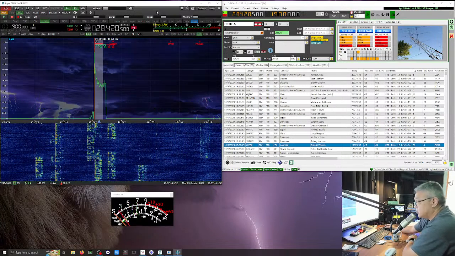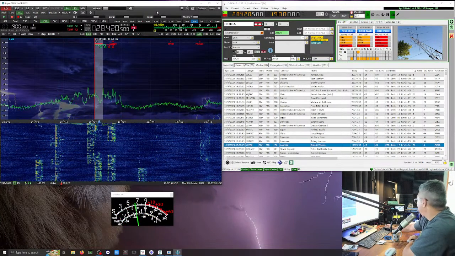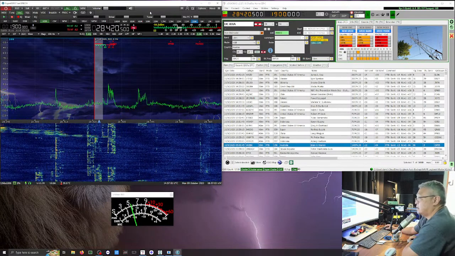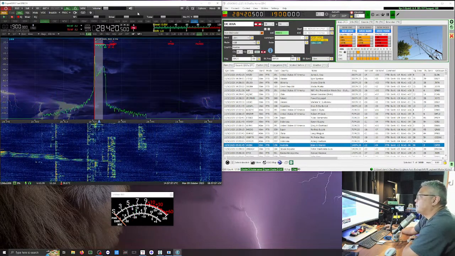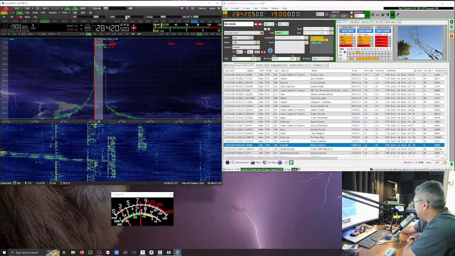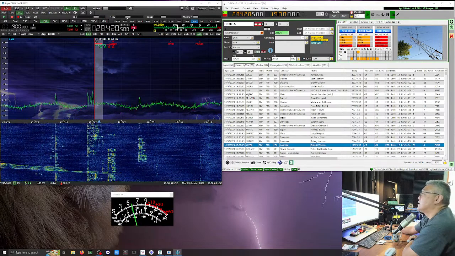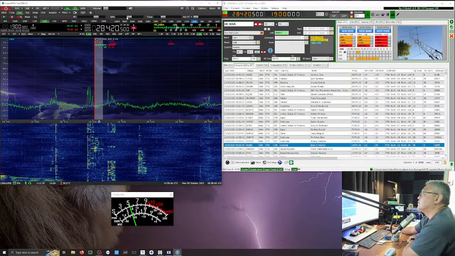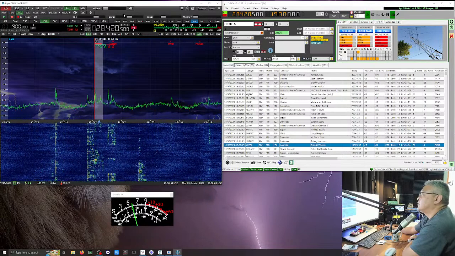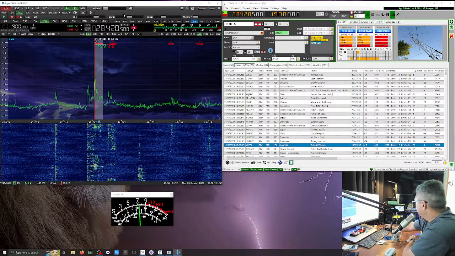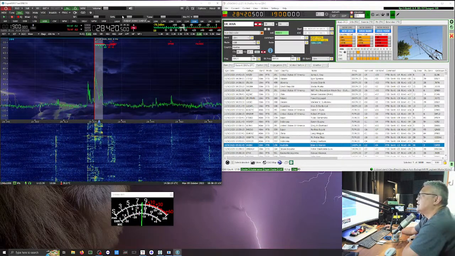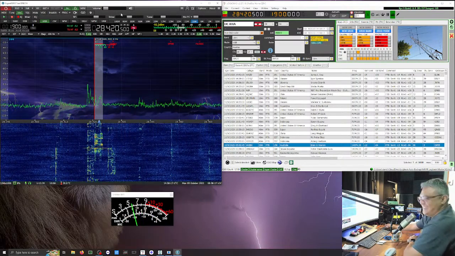Kilo November 4, Victor, Foxtrot, Romeo. 5 and 9 plus, over. Q73. November 4, Victor, Foxtrot, Romeo. Kilo Golf 2, Mike. Sugar. You 5 and 8. QSL.